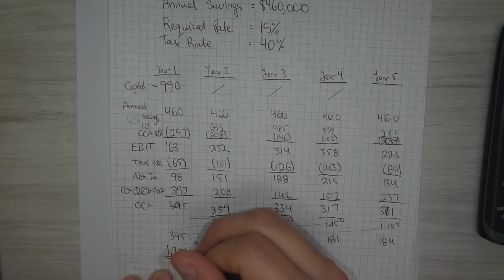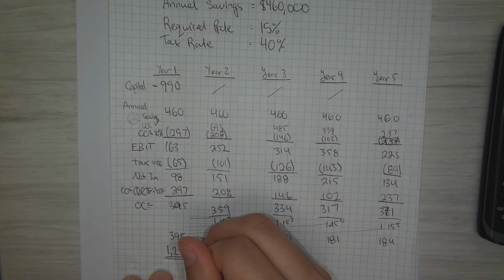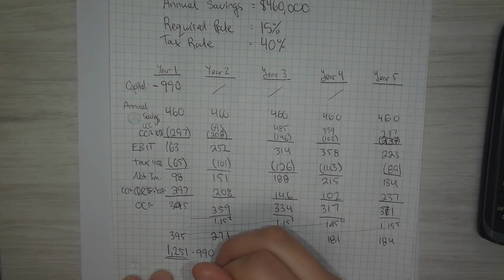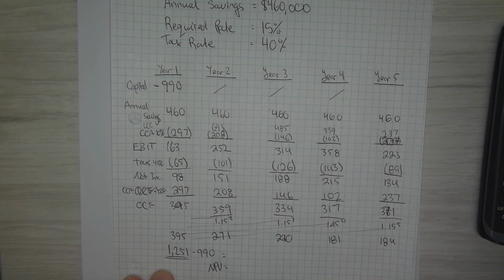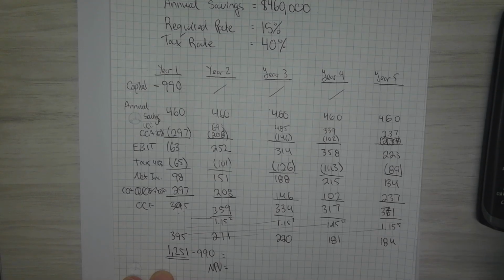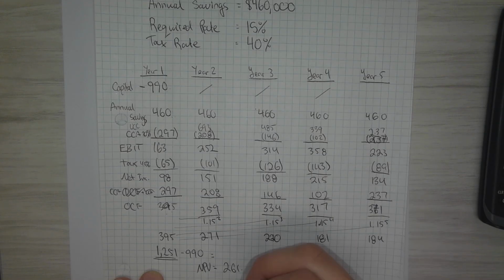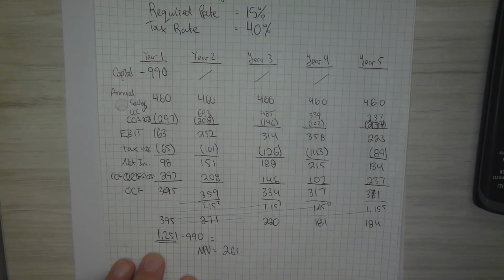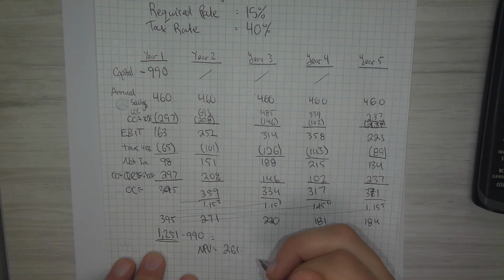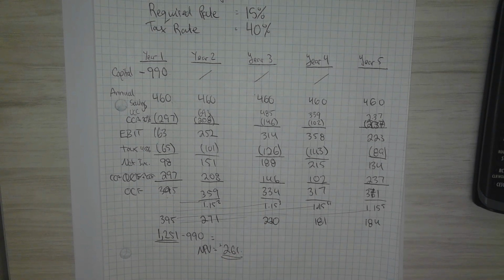Our purchase price was $990,000. Our capital cost was $990,000, which means our NPV equals $261,000. So yes, we should pursue it.